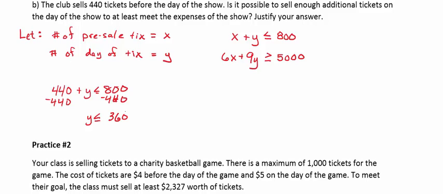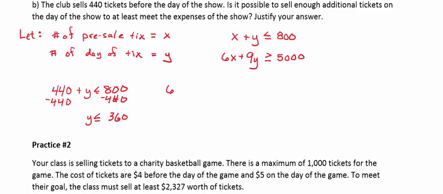That tells us that the maximum number of tickets we could sell on the day of is 360, assuming that we've pre-sold 440. Okay. Now let's do the same thing. On the flip side, though, let's figure out what is the minimum number of tickets that we could sell to still reach our goal. All right, so the other inequality comes into play here.